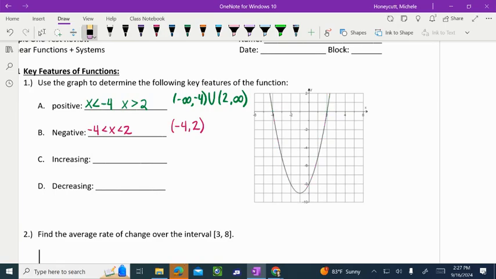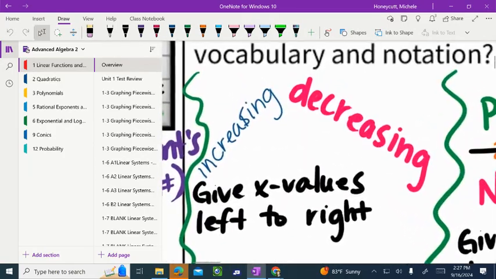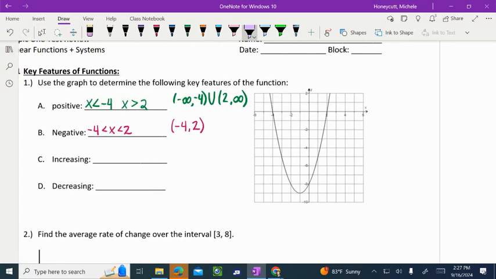For increasing and decreasing, if you look at your overview, the increasing and decreasing parts of the graph are the parts that either go up from left to right or come down from left to right. And again, you're going to give the x values there. For my graph, let's start with the decreasing part, because if I jump on the left side of the graph, it starts decreasing until we get to this x value of -1. So the graph decreases before -1. I could say x is less than -1, or in interval notation, -∞ to -1.